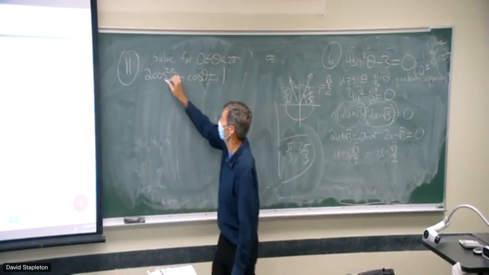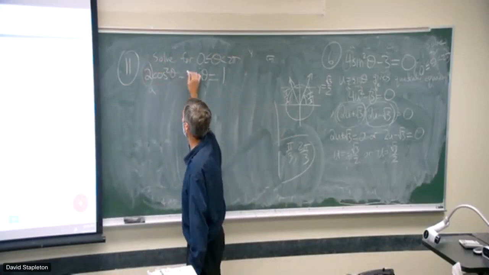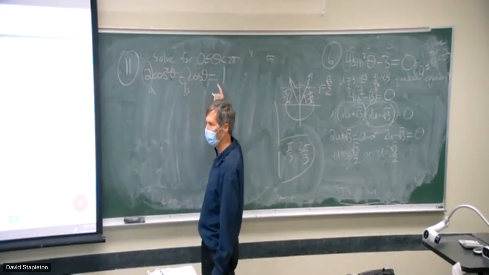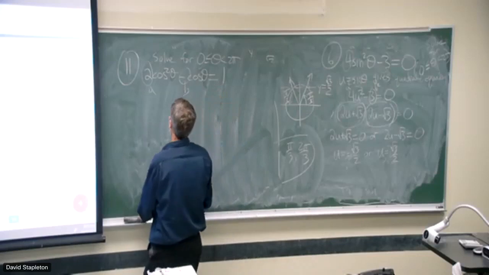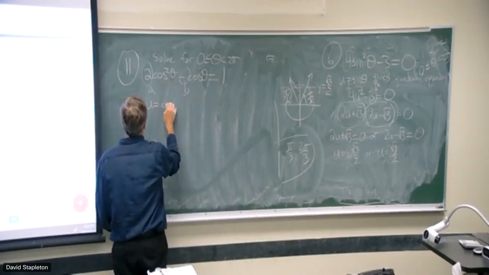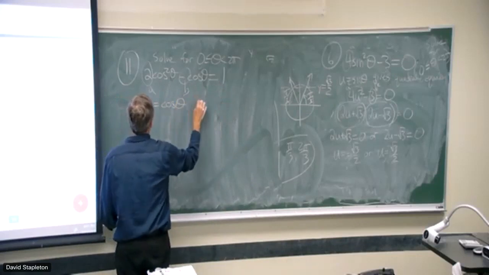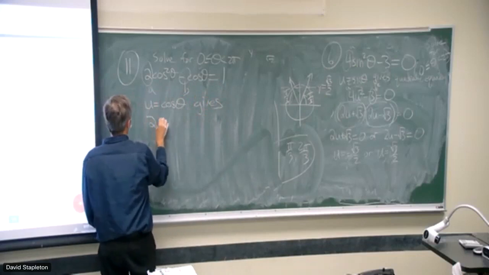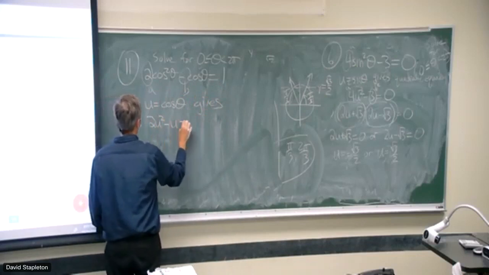Now, this one is clearly a cosine squared plus b cosine. Oh, but c's on the wrong side. You better be careful. Right? What I do when I see a trig function with a square in here is I let u equal the trig function, cosine theta. And this gives an equivalent quadratic equation, 2u squared minus u equals 1.